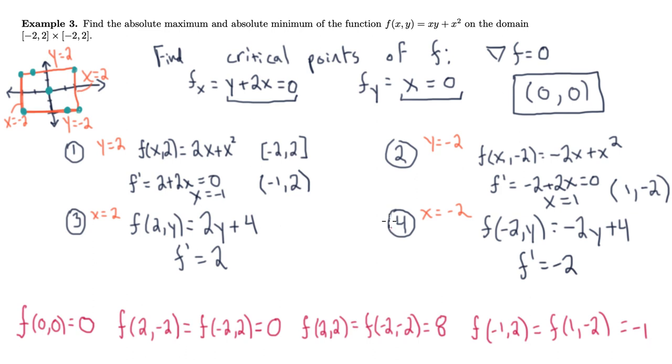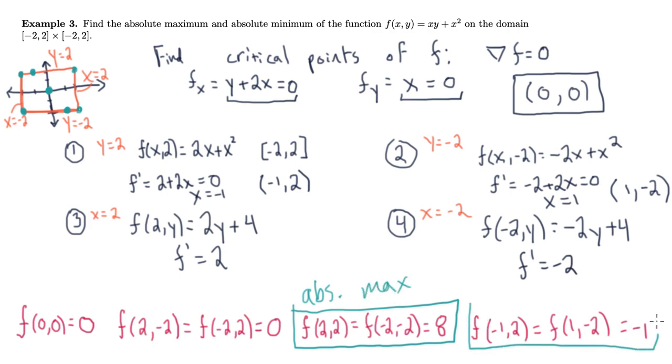Okay, but now we can just read off what our absolute max and min are. So here is our absolute max, and then here is our absolute min. Absolute max is 8. Absolute min is negative 1. And you can see exactly where the absolute max and the absolute min occur.